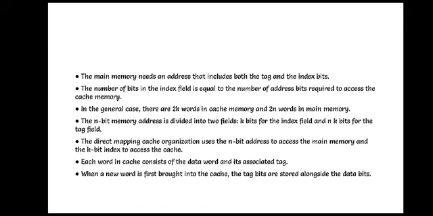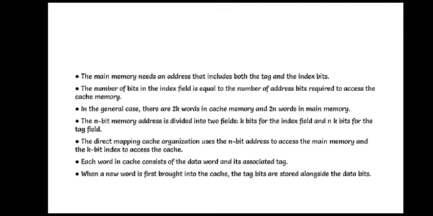The number of bits in the index field is equal to the number of address bits required to access the cache memory. In the general case, there are 2^K words in cache memory and 2^N words in main memory. The N-bit memory address is divided into two fields, K bits for the index field and N-K bits for the tag field. The direct mapping cache organization uses the N-bit address to access the main memory and the K-bit index to access the cache. Each word in cache consists of the data word and its associated tag.